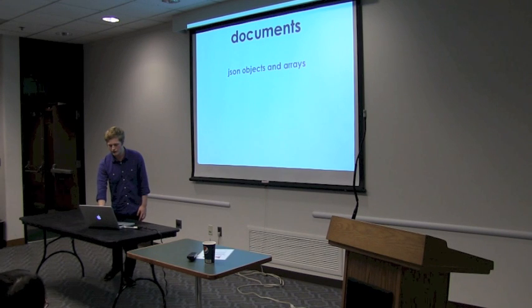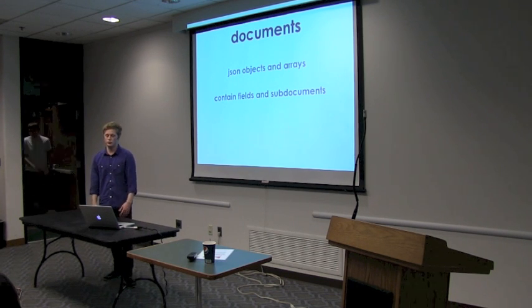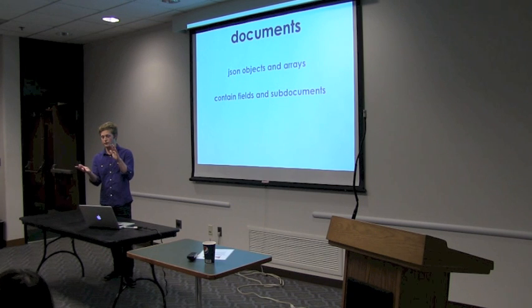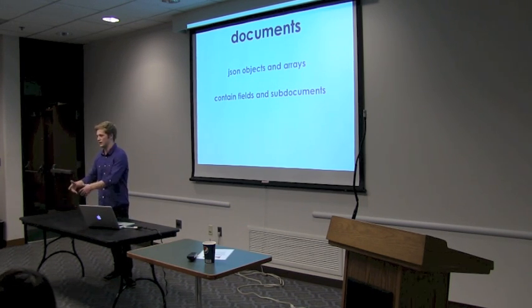Everyone, I hope, has seen JSON. We'll see some in a second. And documents contain fields. That's pretty much all they are. A document is a JSON object with some fields, and it can have sub-documents, which are just other bits of JSON embedded inside of it. Sub-documents can contain further sub-documents. It can nest further.